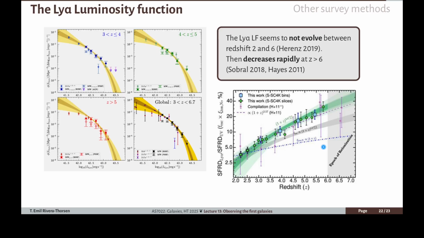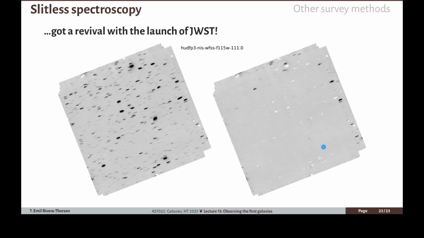And if you are still with me after a rather long lecture here, there is one slide left, which is that I promised to get back to you about slitless spectroscopy. Because slitless spectroscopy is a really, really efficient way of discovering emission line galaxies, even more efficient than narrowband imaging if you have spectrographs that have a large enough field of view and high enough sensitivity and so on. And for a long time, that was kind of hard to do.